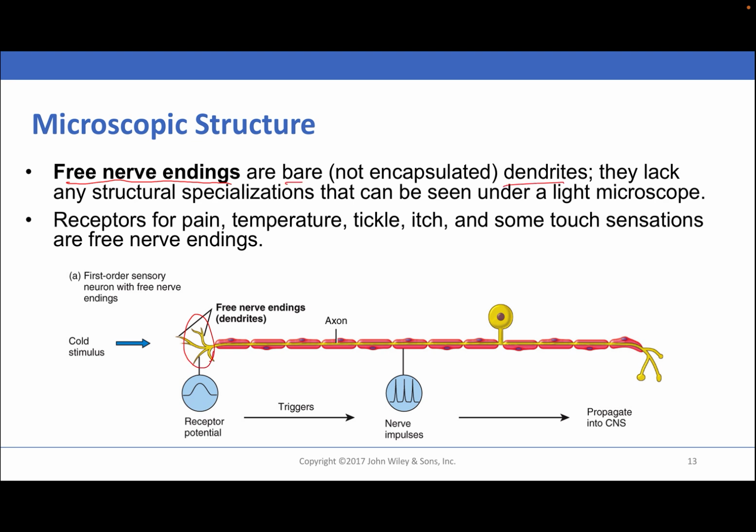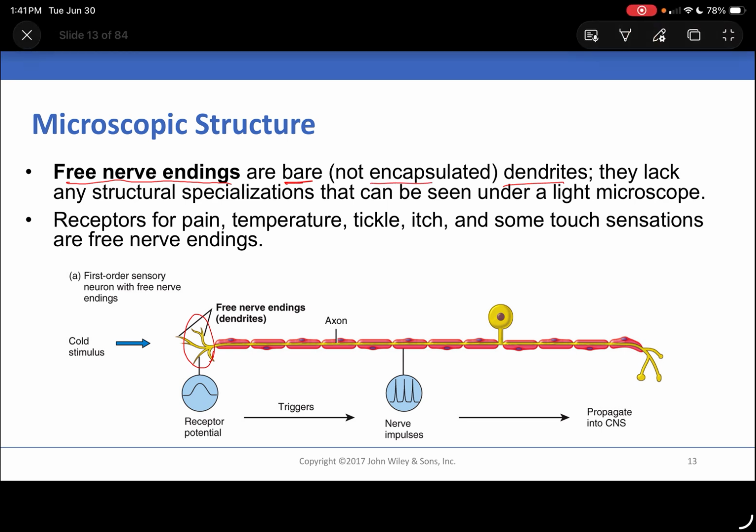When I say it's bare, it means it's not encapsulated. It doesn't have any sort of connective tissue wrapping around it. So these are going to lack any sort of specialized structures that you can see under a microscope. They're just pretty plain Jane, just these free dendrites hanging out, ready to detect some sort of stimuli. We see this kind of free nerve ending receptor for things like pain, temperature, tickle and itch, as well as some of our various touch sensations. All of these are going to be managed by our free nerve endings here.